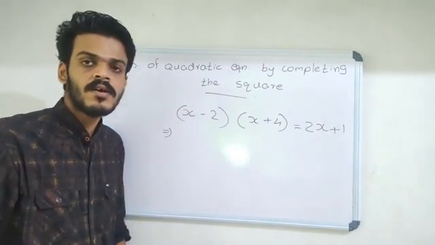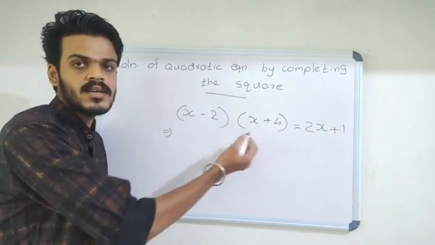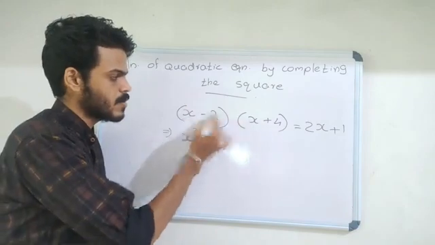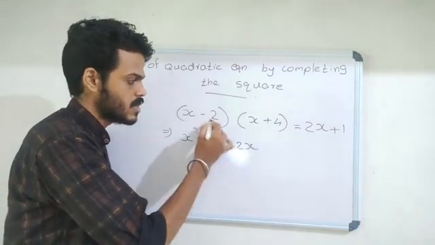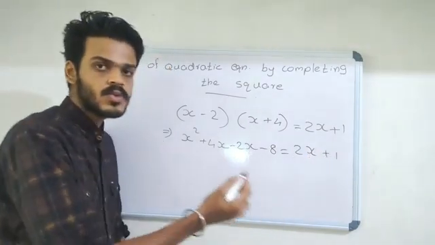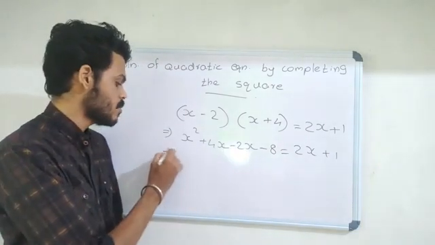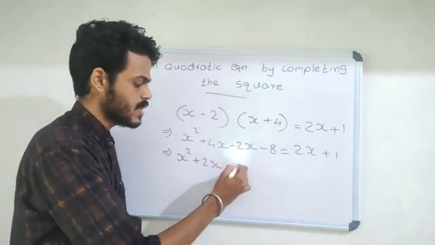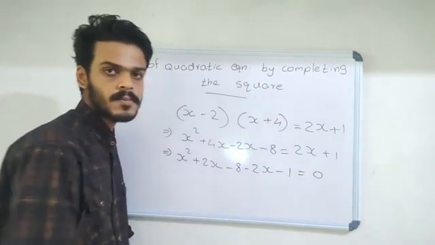How can we solve this equation? First of all, we have to make it into the form of a quadratic equation. That is, we have to multiply term by term. Then you will get x into x, that is x square, then x into 4, that is plus 4x, then minus 2 into x, that is minus 2x, then minus 2 into plus 4, that is minus 8, is equal to 2x plus 1. Now to make it the standard form of a quadratic equation, we have to make the right hand side 0. Then it will become x square plus 4x minus 2x, that is 2x, minus 8, and taking 2x plus 1 to the left side, it will be minus 2x minus 1 is equal to 0.